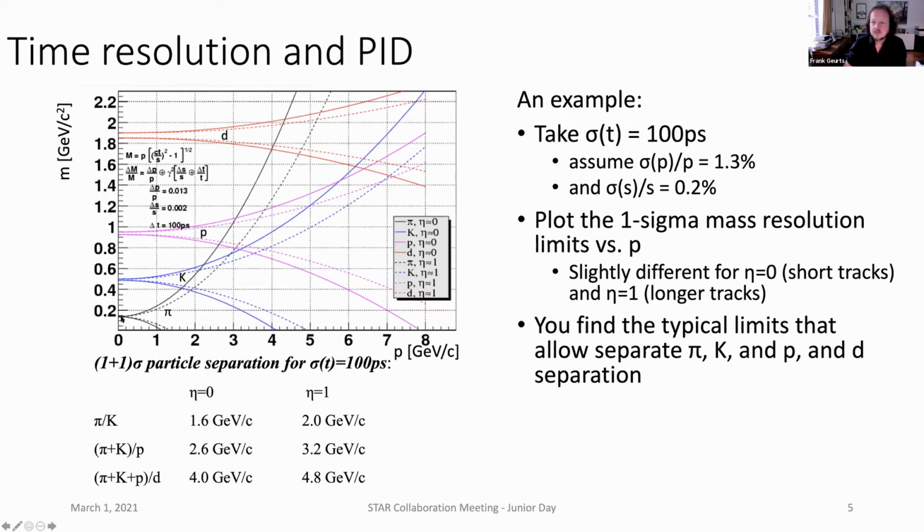You can see that given 100 picoseconds, this 1 sigma band for short tracks, these are the straight lines, versus longer tracks, which is eta going more to 1, has somewhat less of a sigma because the tracks are longer, and so you get a better determination of your 1 over beta.